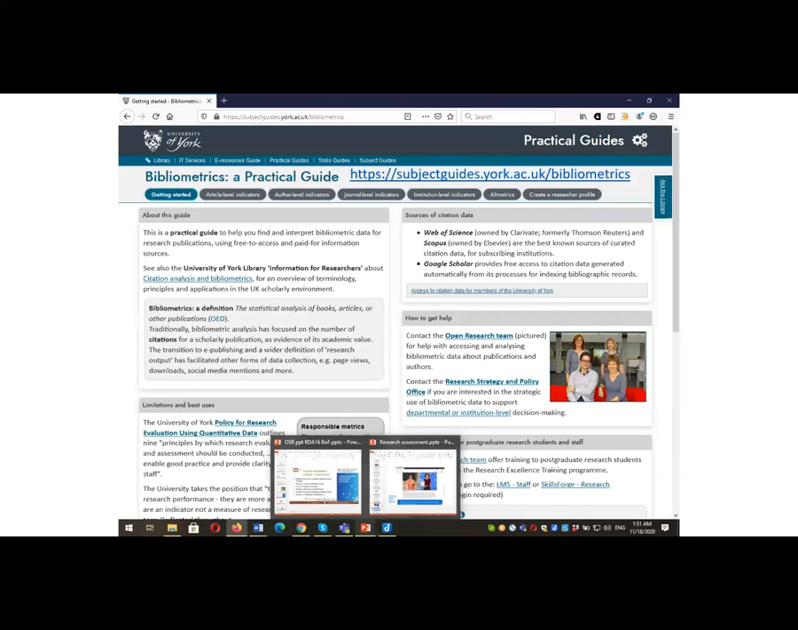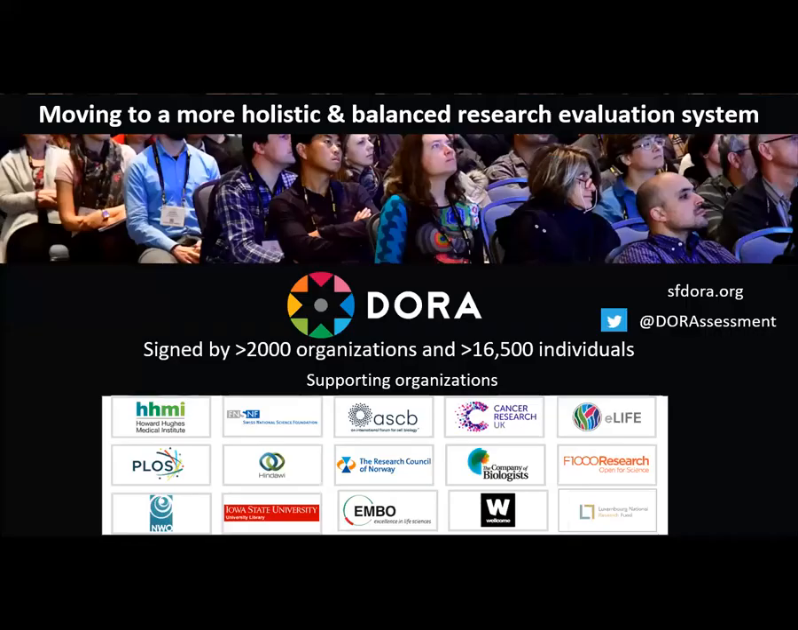And when we talk about bibliometrics, we talk about article level indicators, author level indicators, journal level indicators, institutional level indicators, alternative metrics, and researcher profiles, like Richard mentioned earlier.